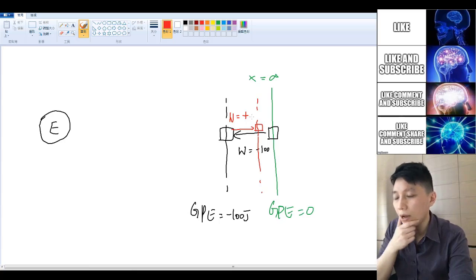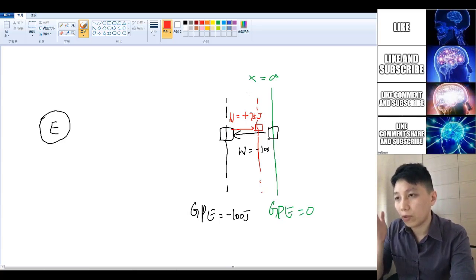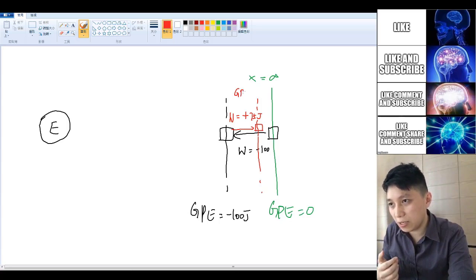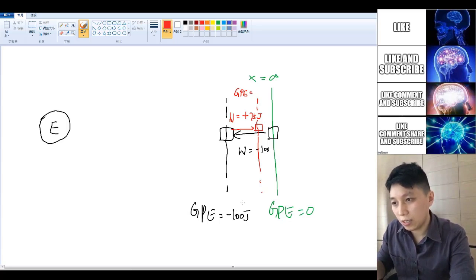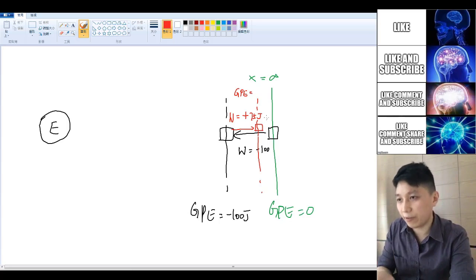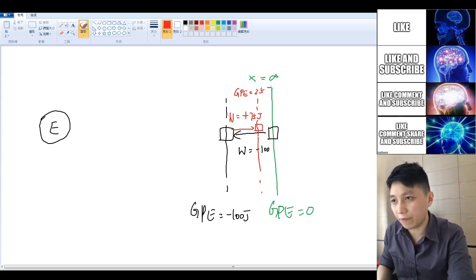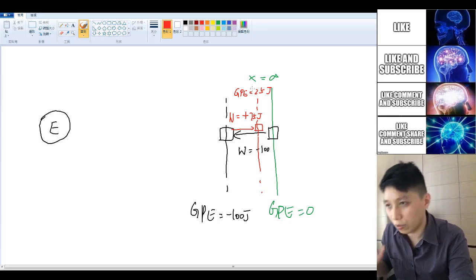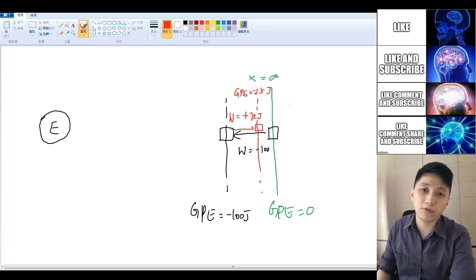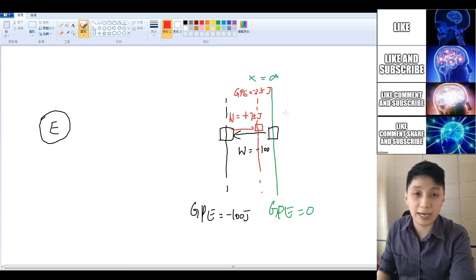So let's say the energy you give is 75 joule, and so in this case, the GPE of the box at this position is going to be negative 100 plus 75. That means, no, negative 25 joule will be the GPE that it has.